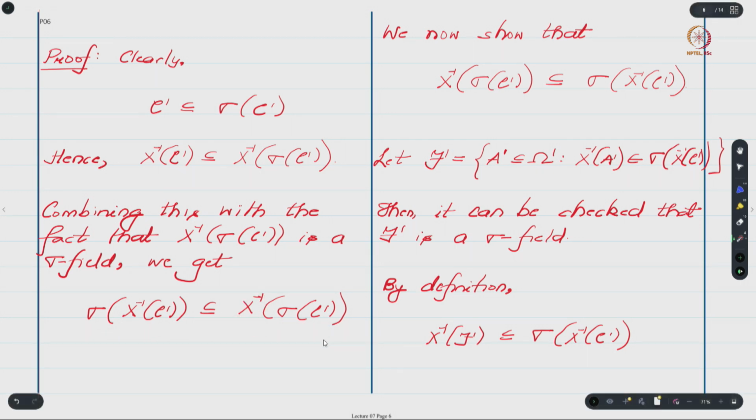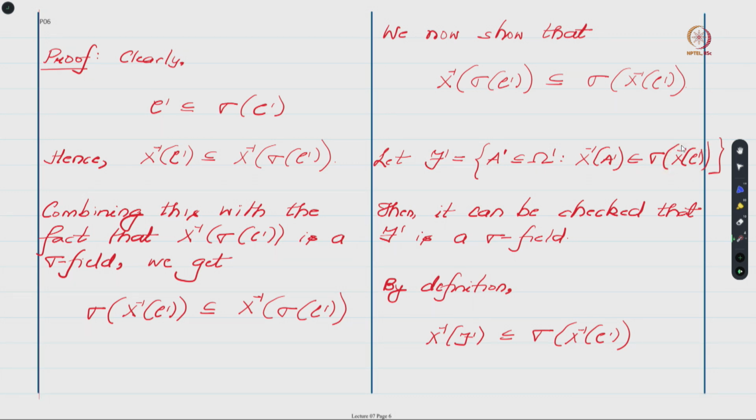Okay. So we have shown one containment relation, and now we will show the other containment relation, and this proof actually progresses by a very clever argument which is given in the Resnick textbook, and I will follow that clever argument. So what this clever argument does is, it first looks at a collection of subsets of omega prime which satisfies the following property. So what does it say? F prime consists of all those subsets A prime of omega prime such that X inverse of A prime belongs to the smallest sigma field generated by X inverse of C prime.